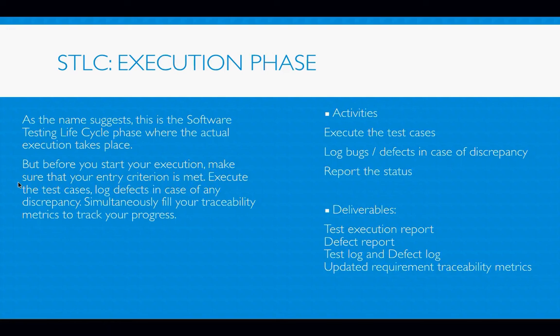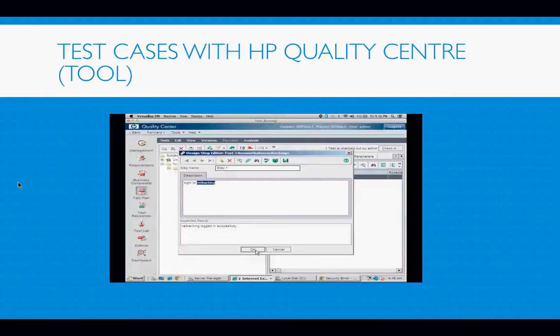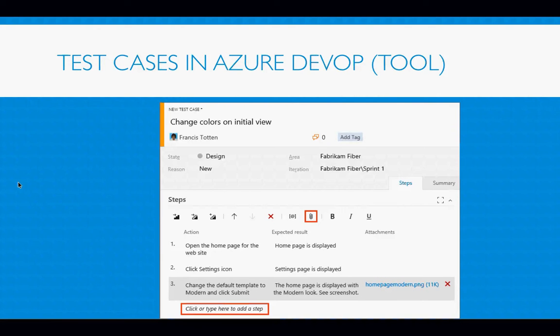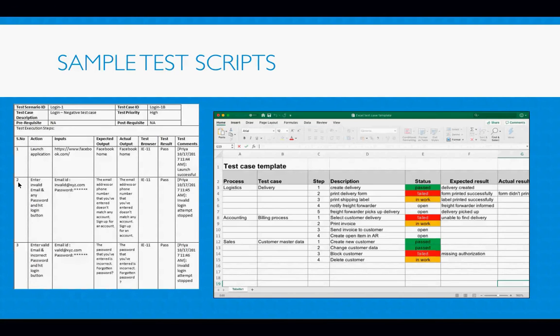At the execution phase, what you just need to do is take the test cases that you've designed and then step by step execute them. So this is what you will do in this particular case. Let's say you have this particular test case on the right. So create a delivery. You go to the application, you create a delivery, and then you confirm if the delivery is created. If the delivery is created, you put the status as pass.